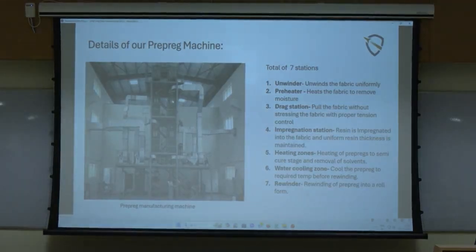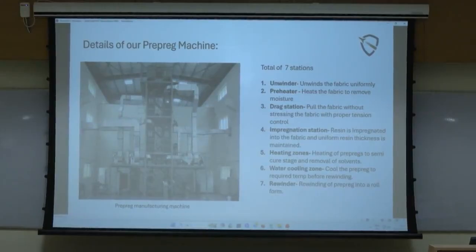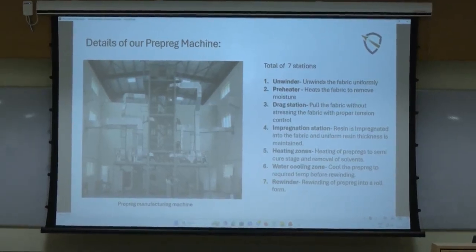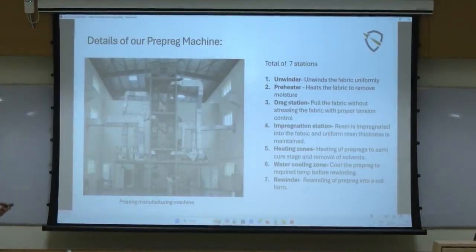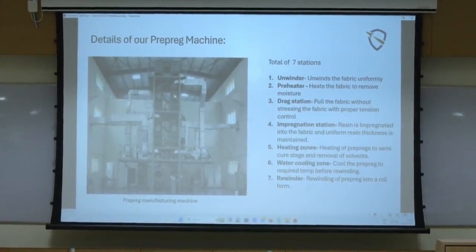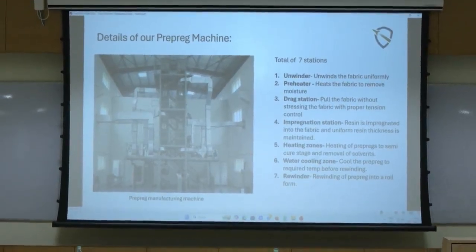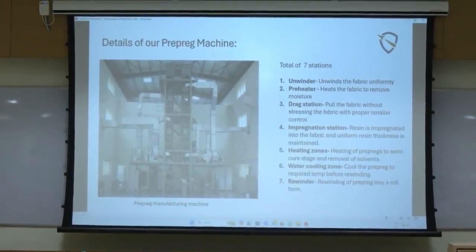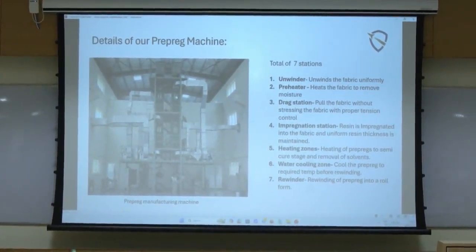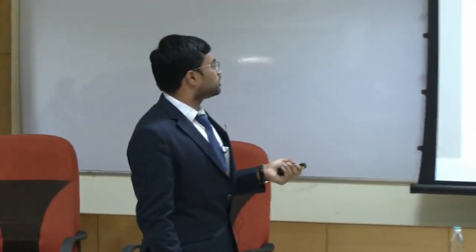Just to give a brief introduction of this machine, it consists of an unwinder station, which unwinds the initial material, the fabric. Then there is a preheater which removes the moisture in the fabric. Then there is a drag station which pulls the fabric into the impregnation stage. The drag station has to be designed in such a way that it does not induce residual stresses in the fabric. There are heating zones where we remove solvents and heat the resins, and a water cooling station where we cool the prepreg before rewinding.